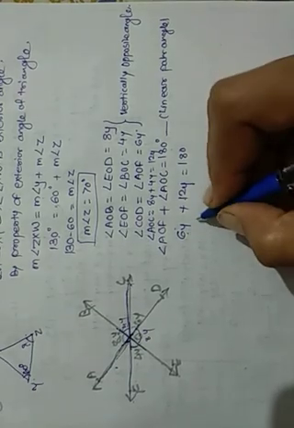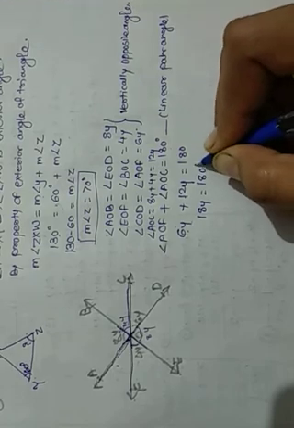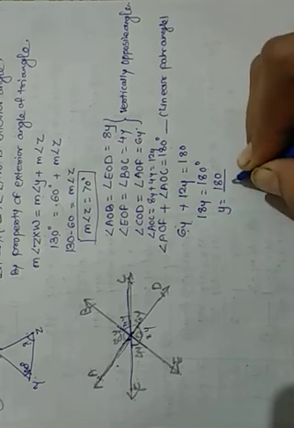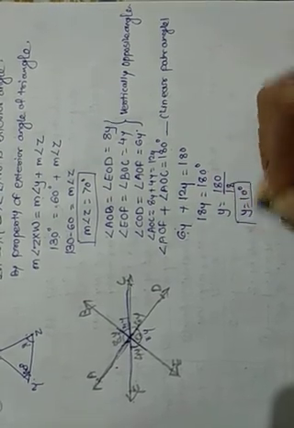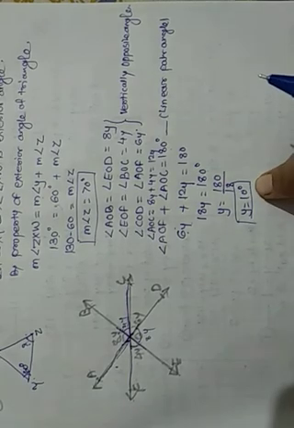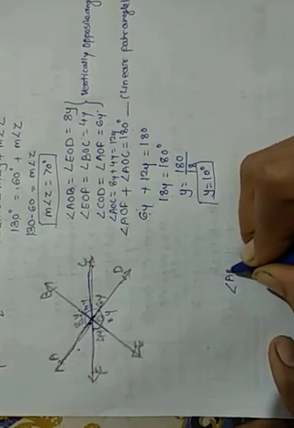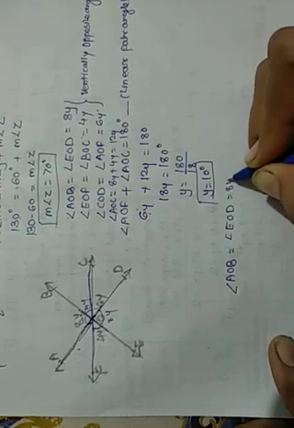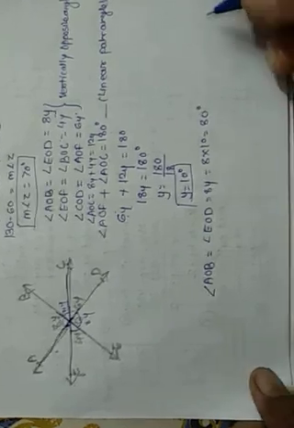So 12 plus 6, that is 18y is equal to 180 degrees. So y is equal to 180 divided by 18. So y is equal to 10 degrees. This is the value of y. Now here find out this angle. Angle AOB, it means angle EOD is equal to 8y, that is 8 into 10, it means 80 degrees.